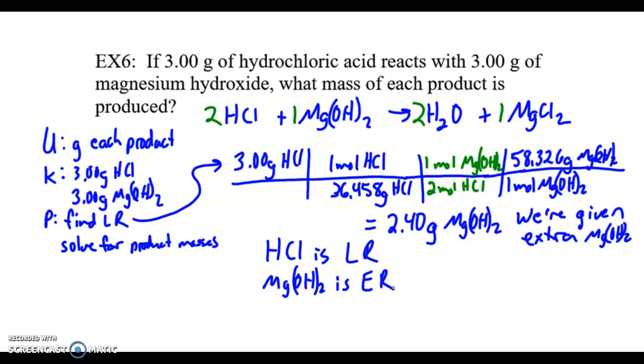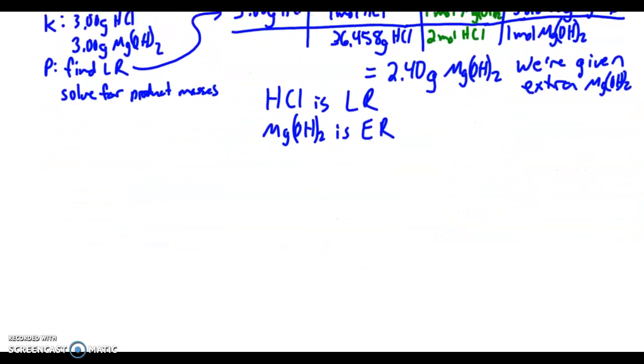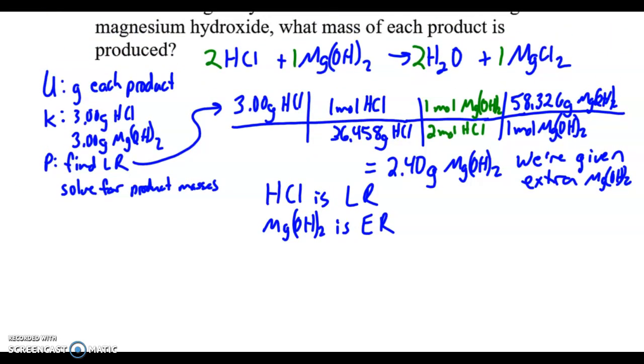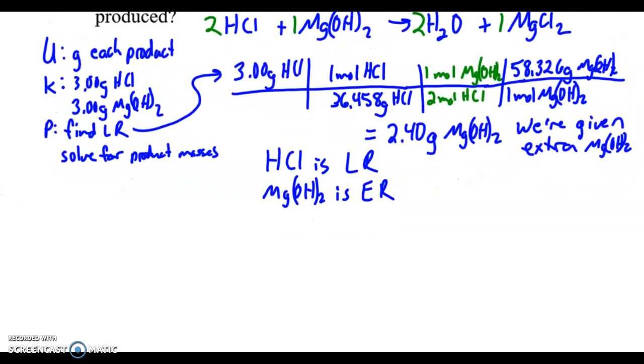Now, once we have that information in hand, what we have to do remaining is to actually solve for the two products. So we're going to solve for the amount of water and for the amount of magnesium chloride. So let's box that in so we know that that's important. And then we'll move right along to solving for the stuff. At this point, it doesn't matter that you know how much magnesium hydroxide there is because it's in excess. So you're not going to use all that. You are going to use all of the hydrochloric acid, so all of our calculations will stem from the amount of hydrochloric acid. So let's set these up.